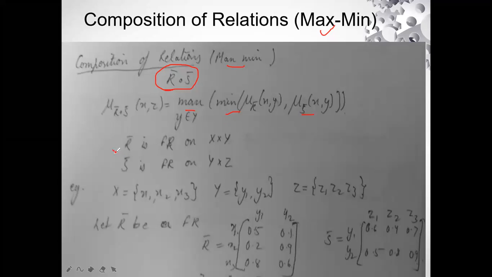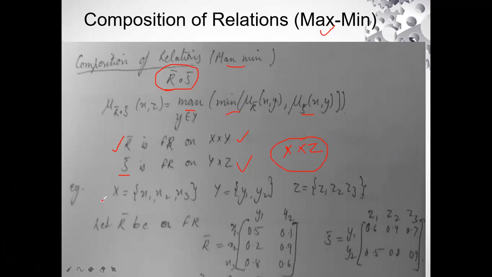Now let's say R bar is a fuzzy relation based on X cross Y, and S bar is a fuzzy relation based on Y comma Z. So R dot S will be what? It will be X cross Z. This will be R dot S. So R dot S will be based on X cross Z.